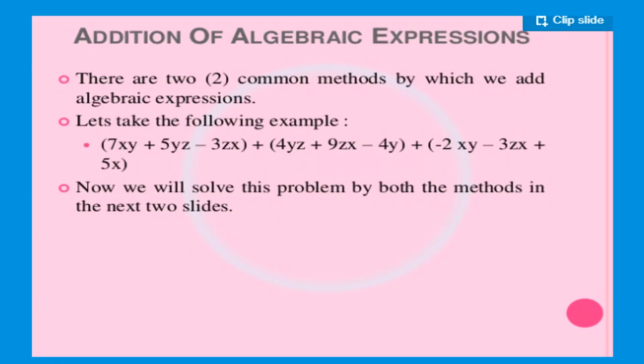Now let us see how to add algebraic expressions. There are two common methods for adding algebraic expressions. For example, here 7xy plus 5yz minus 3zx, plus 4yz plus 9zx minus 4y, plus minus 2xy minus 3zx plus 5x. Now we shall solve the problem with both methods in the next two slides.